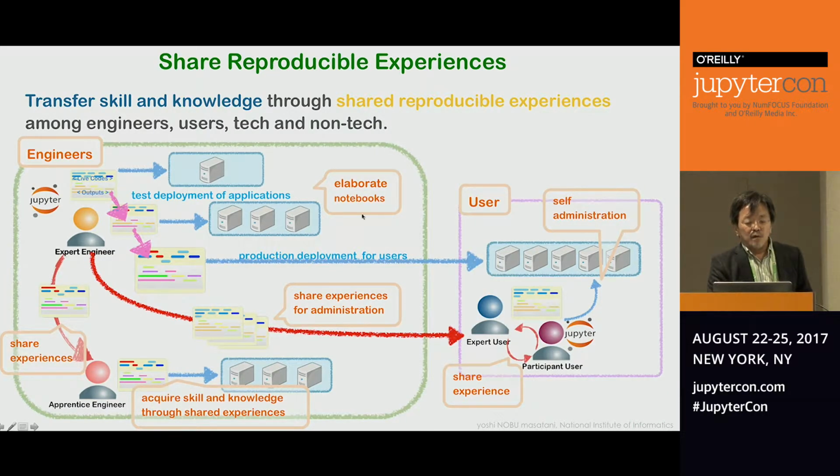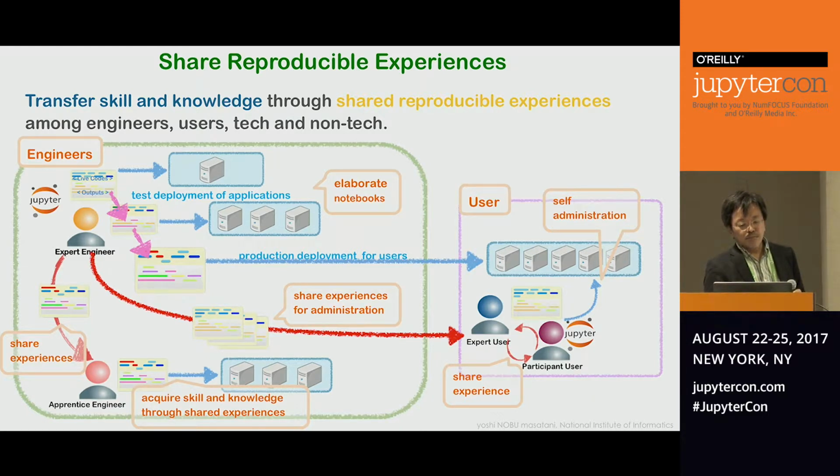And we think through the notebook, we can share reproducible experience. Experience means if something moved, the target has changed, or the environment has changed, experienced people can reproduce similar things. To transfer skills and knowledge, we need experiences. So it's not just a notebook which describes the procedure, but we describe the bindings with the notebooks, and in those bound notebooks, there are outputs of how it was actually bound. So these things can be shared.